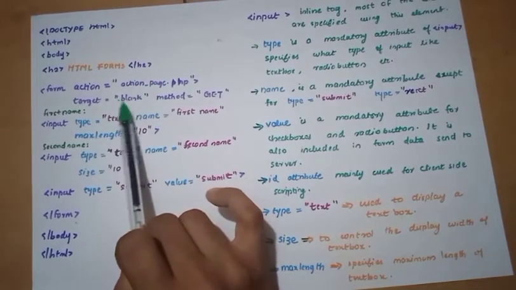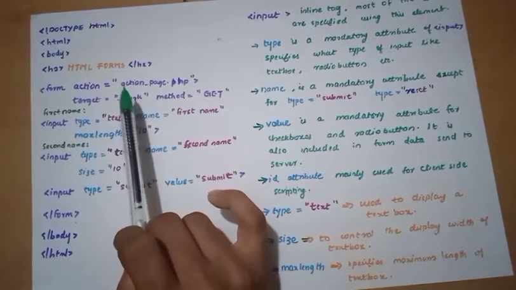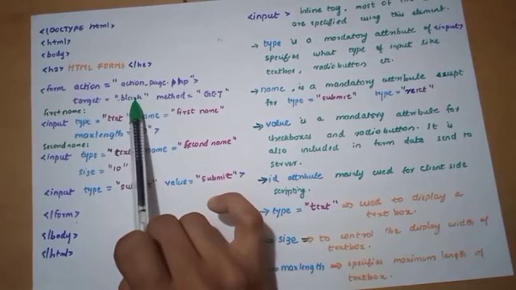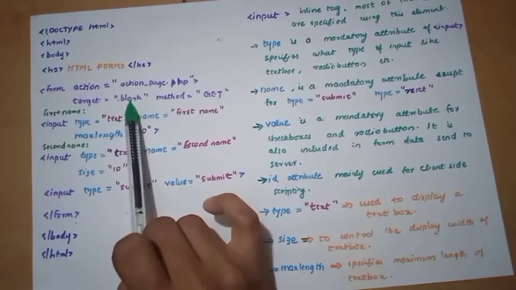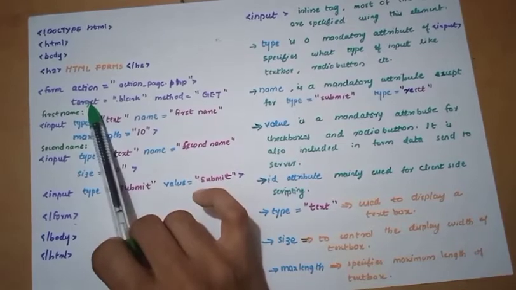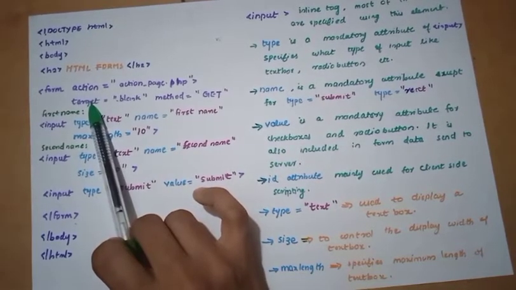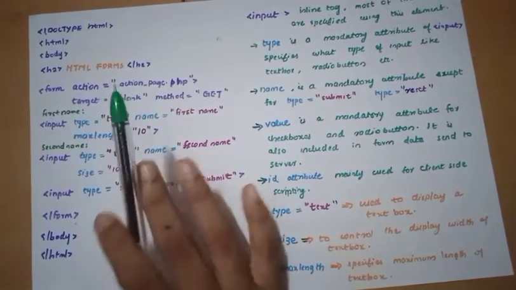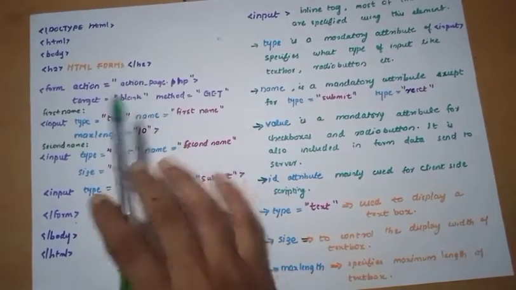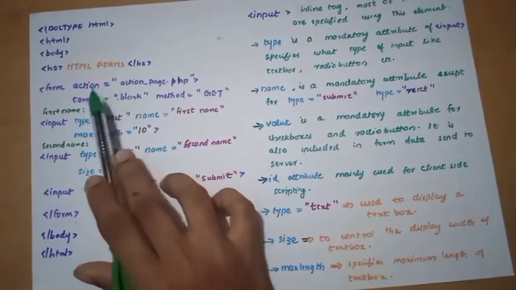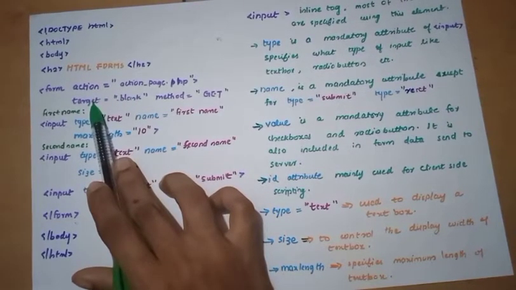Target is equal to blank. So I want to display my form data in a blank or new web page. That's why I used blank. This target has also got many more values. We'll be discussing everything in detail in our next video. So this is all about a very basic concept of the target attribute of the form.